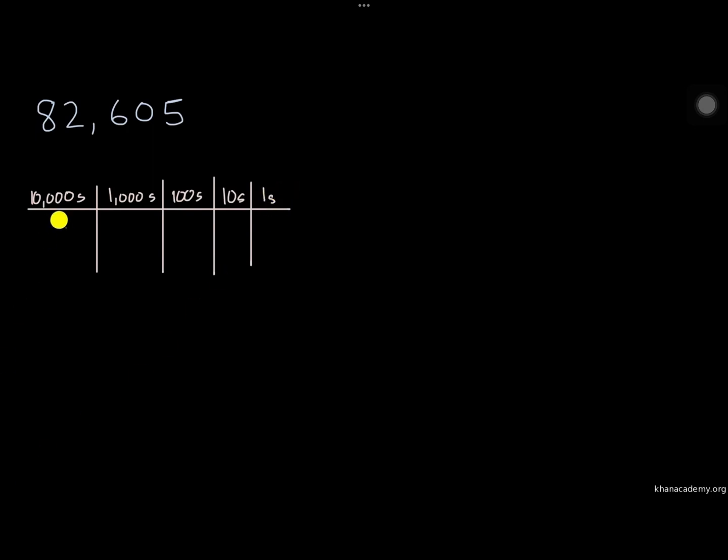And so how many 10,000s do we have? Actually, let's start at the ones place. How many ones do we have? We see it right there. We have 5 ones. How many tens do we have? Actually, we have 0 tens. How many hundreds do we have? We see it right there. 6 hundreds. How many thousands? We go to the thousands place, and we see we have 2 thousands. And then how many 10,000s do we have? Well, we see right there. We have 8 10,000s. So now that we have this representation, let's write it out in words.